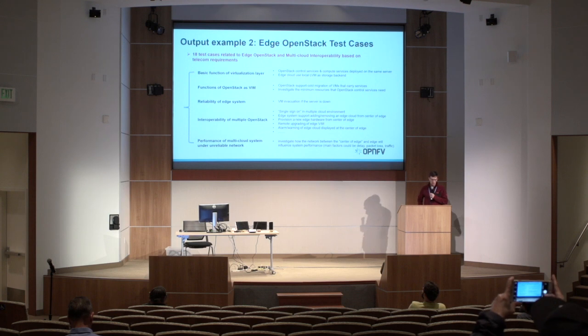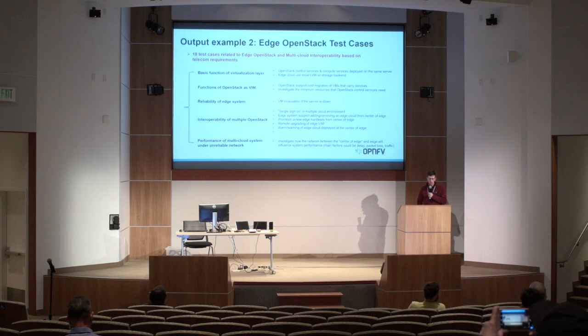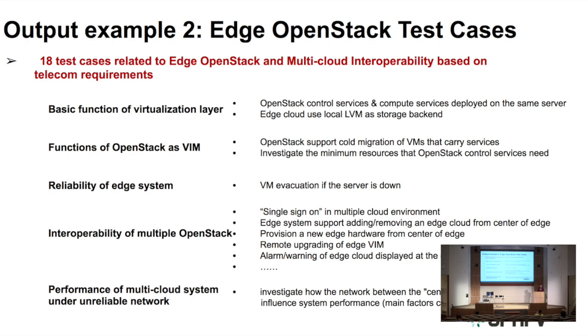And then here's another example of some test cases or categories of test cases for using OpenStack in an edge environment, ranging from reliability, interoperability of multiple OpenStack deployments, performance, etc. So again, I won't go into the details right now.